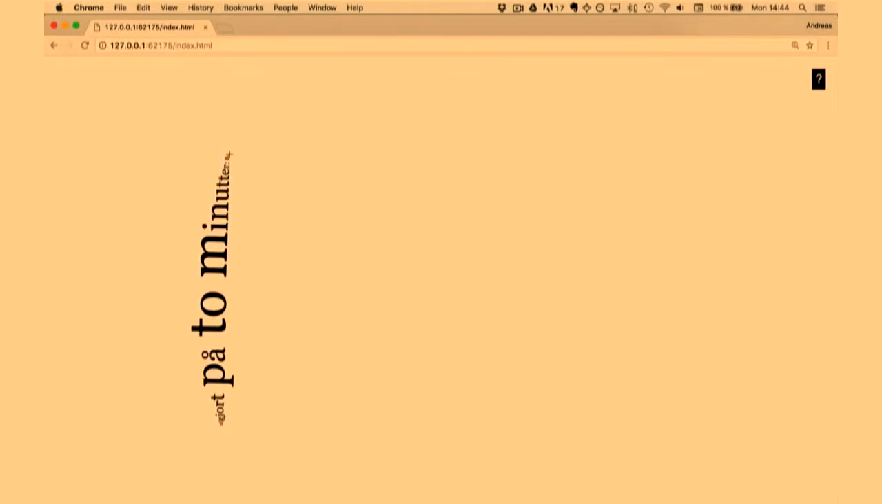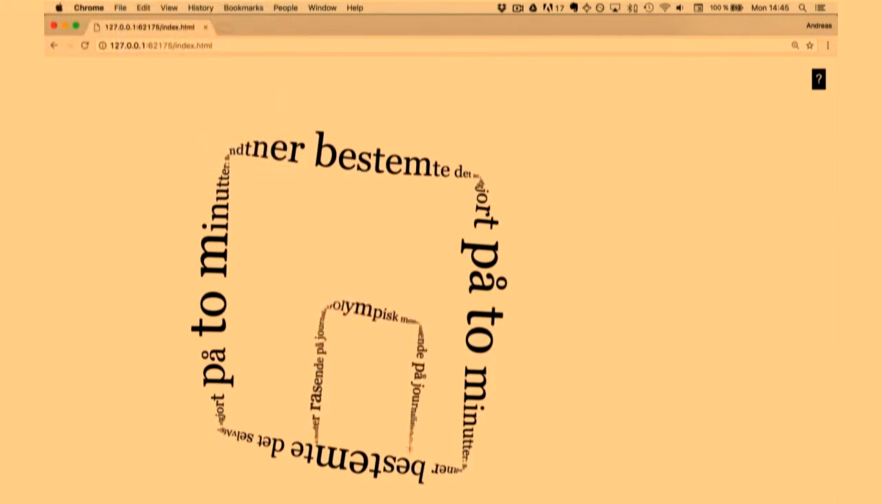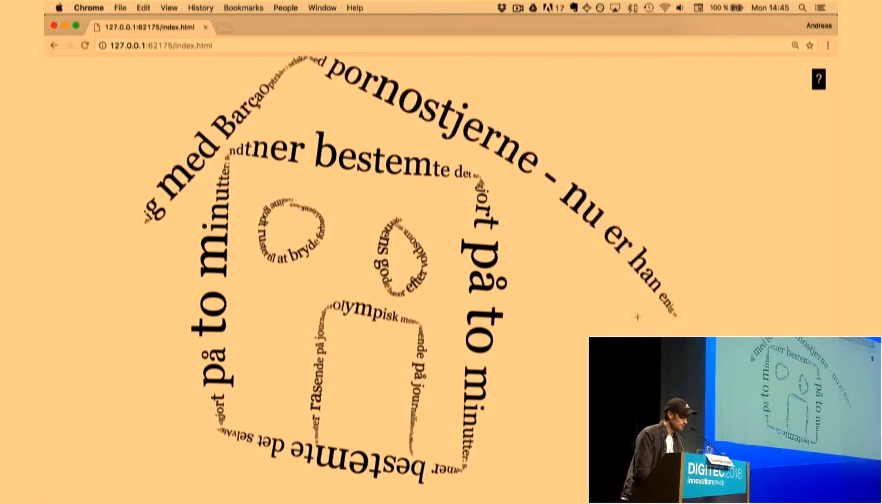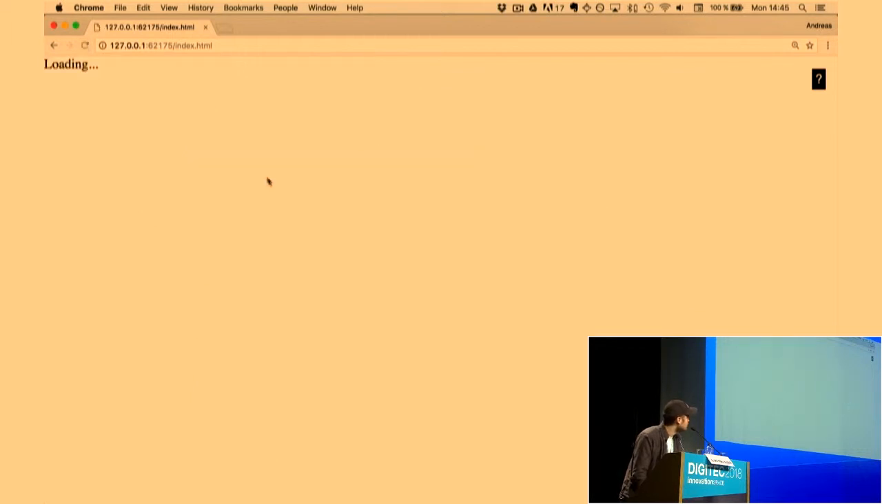The next project is a bit more silly. It's an unconventional painting application where I use headlines from a Danish tabloid newspaper called Ekstrabladet to draw different things. So I call it painting with gossip.